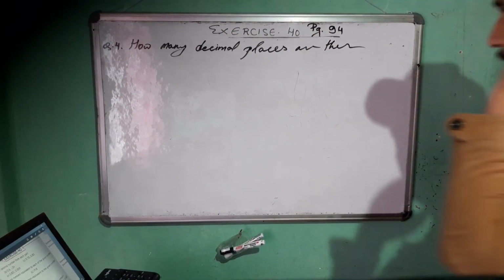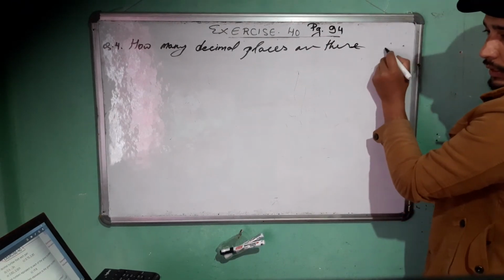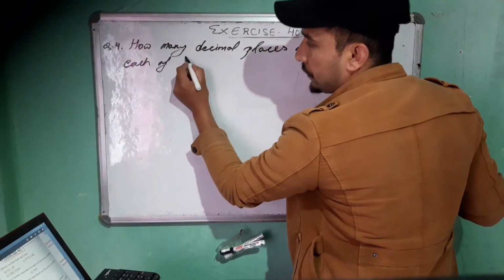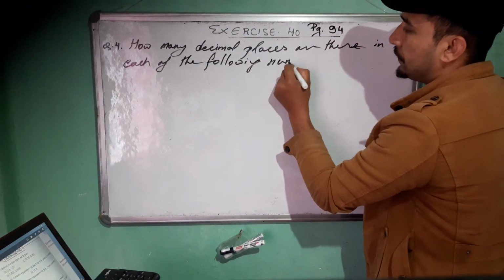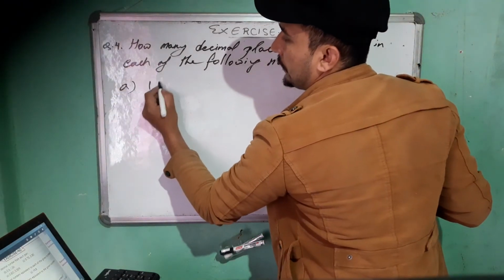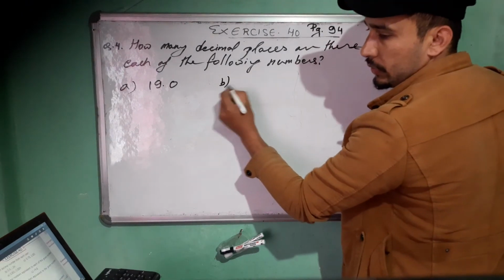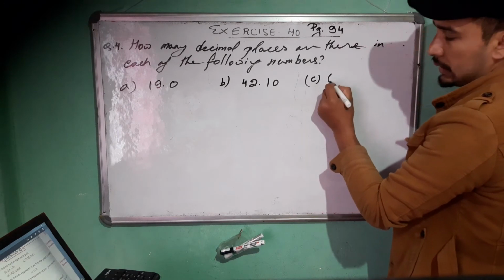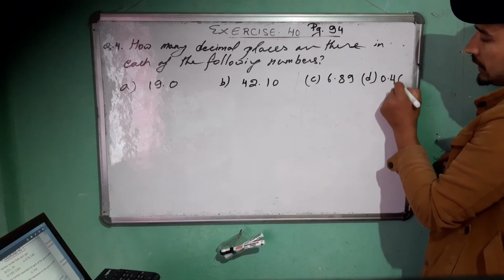Okay, next question number 4 is, how many decimal places are there in each of the following numbers. Number A, you have 19.0. Number B, you have 42.10. Number C, you have 6.89, and number D, you have 0.463.